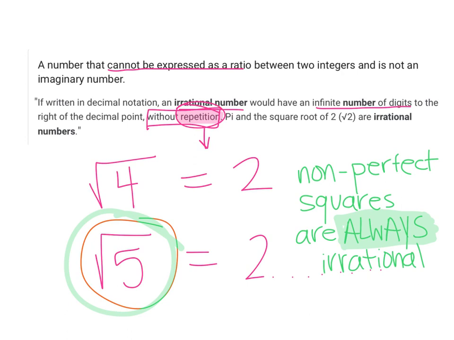Also, something that is always going to be irrational is a number that has pi in it, because pi is irrational. So something like 6 pi, 4 pi, 99 pi, all going to be irrational numbers. Hope this video gave you an introduction to what rational and irrational numbers are and are not.